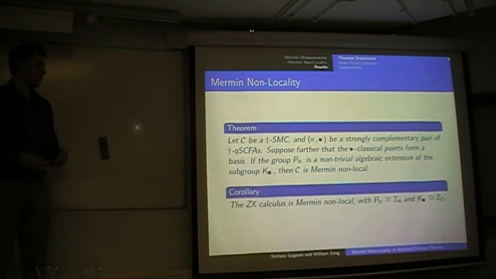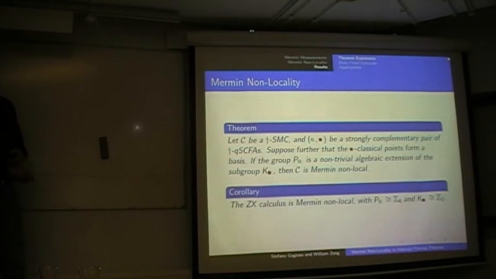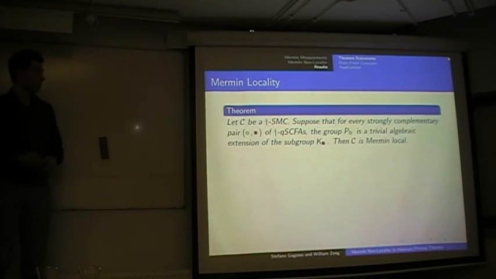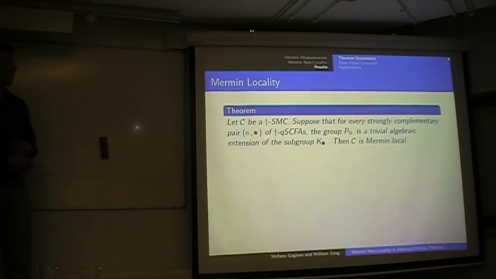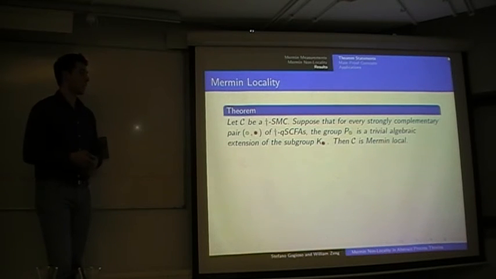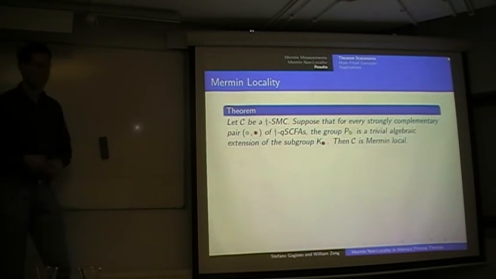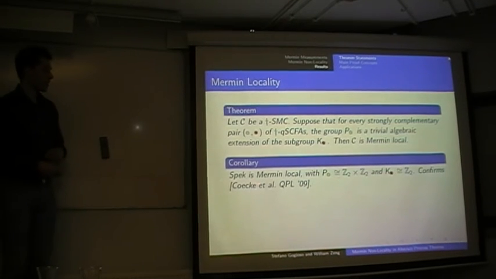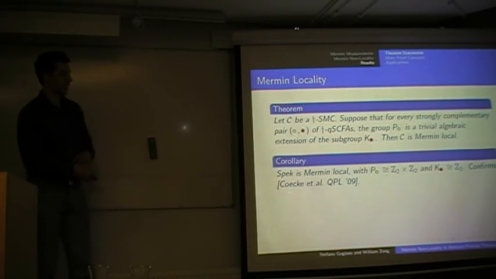This immediately means that the ZX calculus is going to be Mermin non-local, because as I said, this is a non-trivial algebraic extension. Further, if the phase group is a trivial algebraic extension, then it's Mermin local. That means there does not exist any non-locality argument of arbitrary size and shape. An instance of this is exactly what is in that QPL paper, where they show that Spek is different from Stab. Again, this is a trivial algebraic extension by the factor rule that I mentioned earlier.